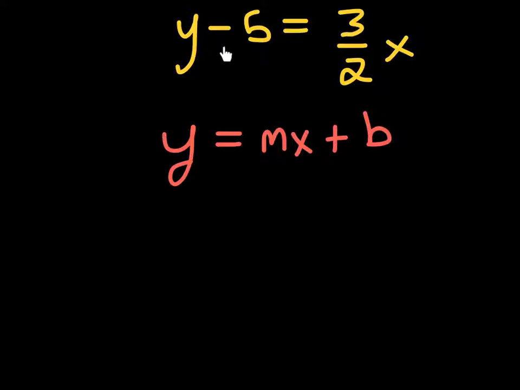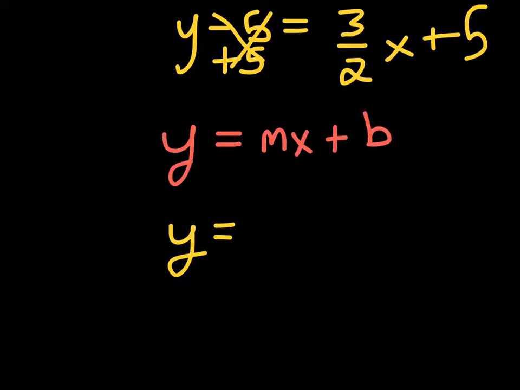What I'll need to do is add 5 to both sides. So I'm going to add 5 to this side and add 5 to this side and rewrite it. I have nothing left on the left side besides the y. And then I have 3 halves x plus 5.